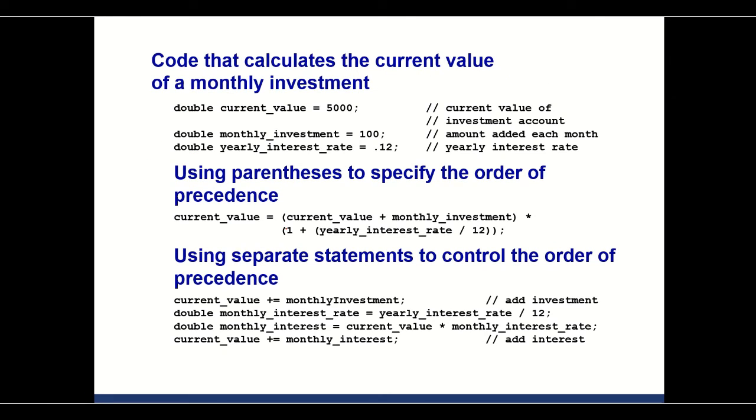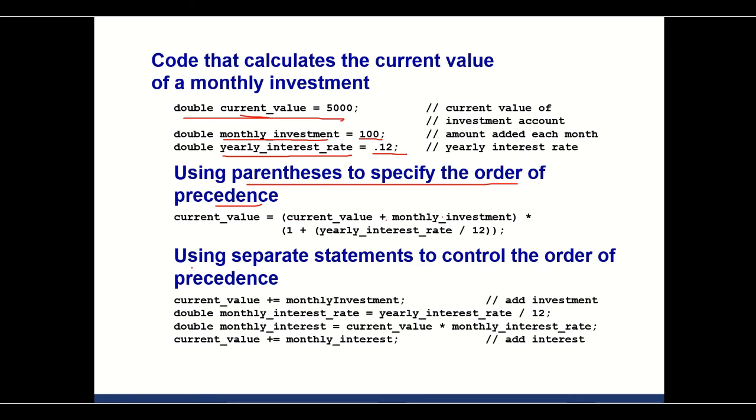The code that calculates the current value of a money investment: the current value is $5,000. The double variable monthly investment is $100. Then the yearly interest rate is 0.12. If you use parentheses to specify the order of precedence, then you see current value plus monthly investment times the rate. That is the formula, and you get it right.